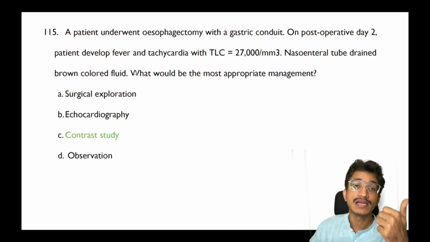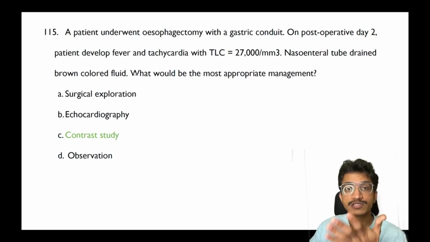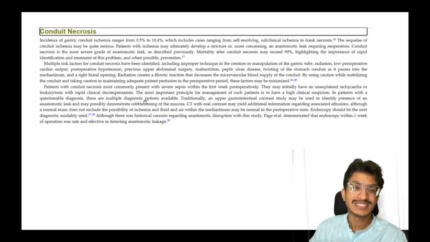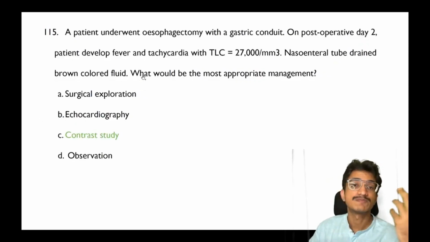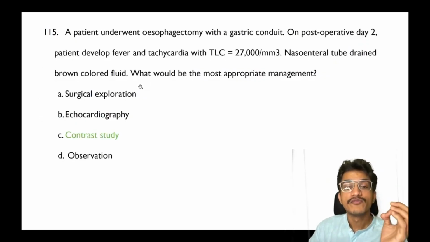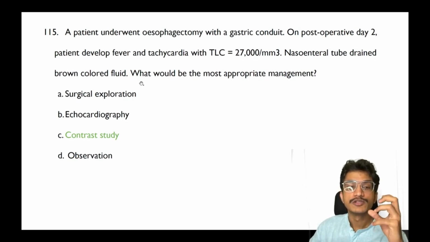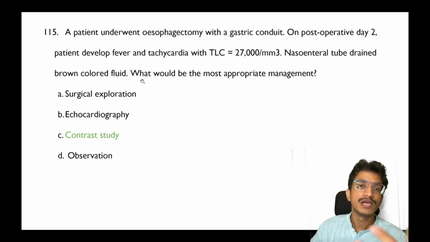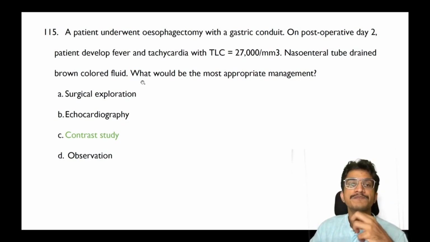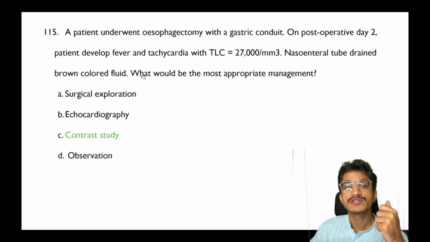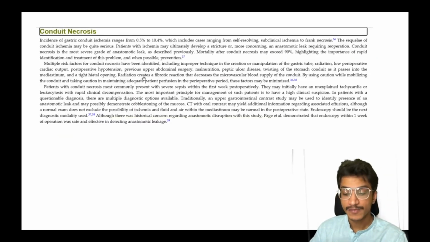So that is most likely a leak or conduit necrosis because a gastric conduit has been done. This is a reference which I have got from Shackelford. In conduit necrosis or a suspected anastomotic leak, you always go for a contrast study. You do not do surgical exploration immediately, you do not do an echo, you do not observe this patient, you always do investigation to rule out. A contrast study will help you understand the cause and whether there is any leak or complete disruption of the anastomosis. So the answer should be contrast study.